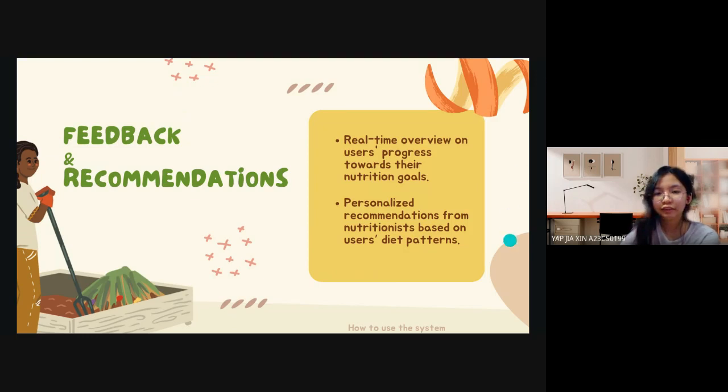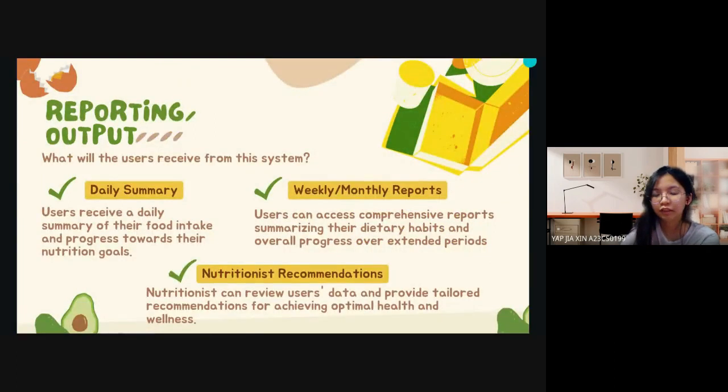The last stage is feedback and recommendation. The system will provide a real-time overview of their progress toward nutrition goal, and a personalized recommendation is also provided by the nutritionist based on their diet pattern. That's all for how to use the system.